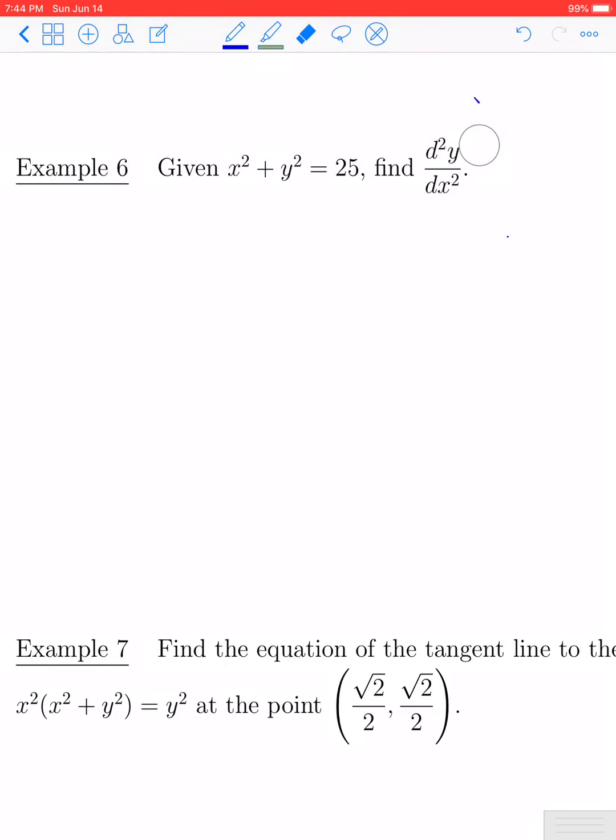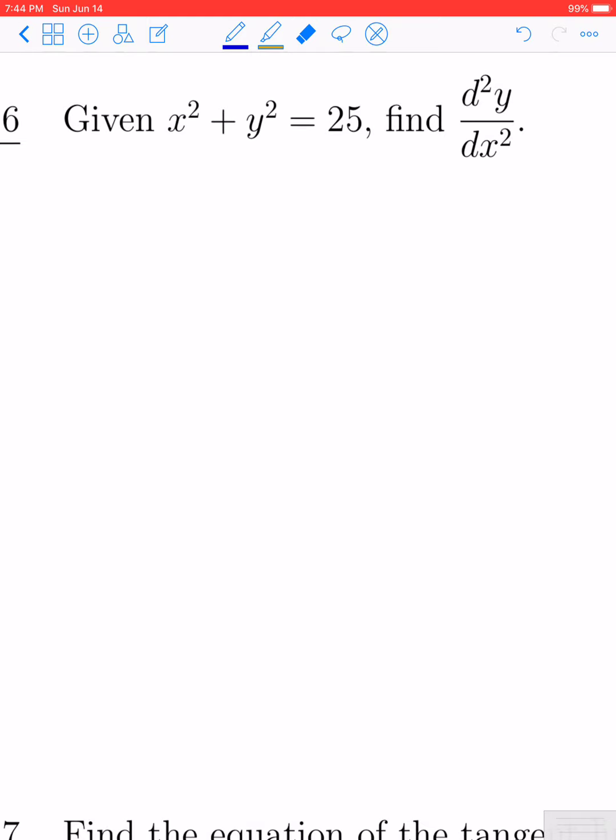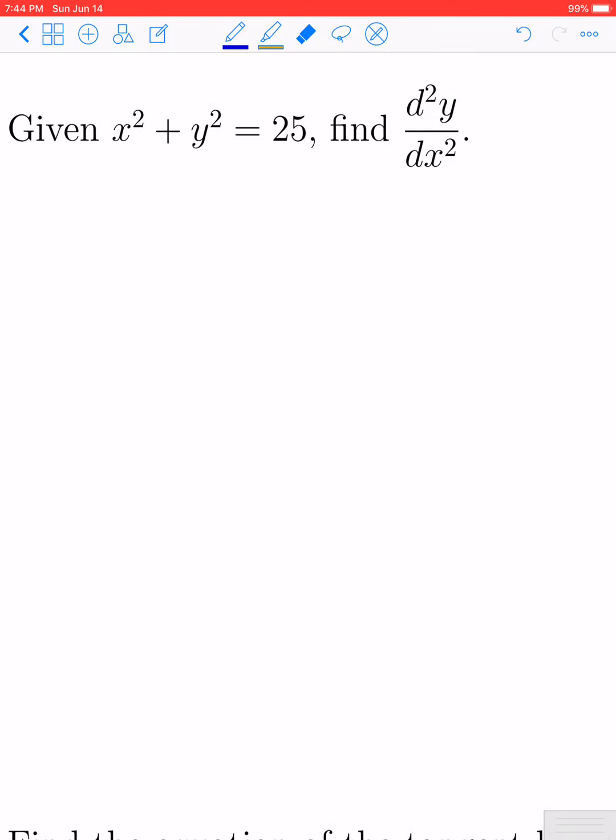Let's take a look at the next example. So the next example in section 3.5, we're once again given an implicitly defined function. It's x squared plus y squared equals 25. And this time we're asked to find the second derivative of y with respect to x squared.